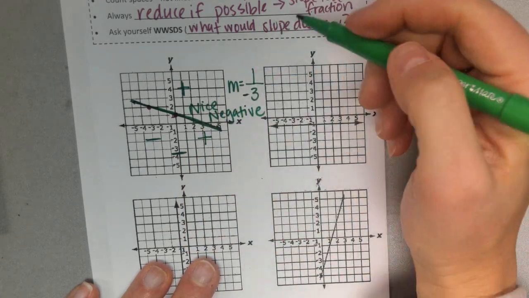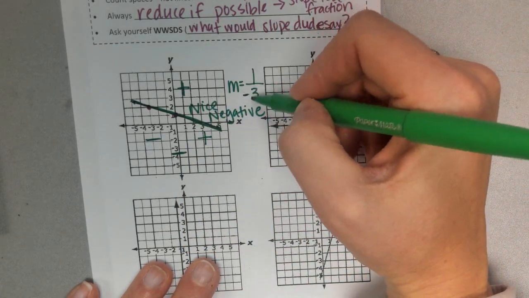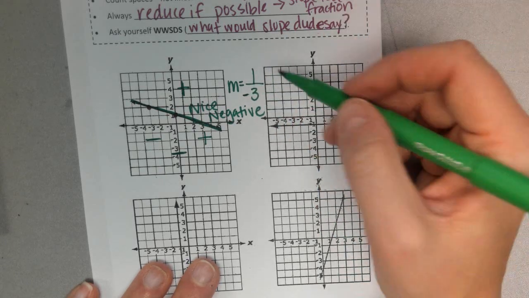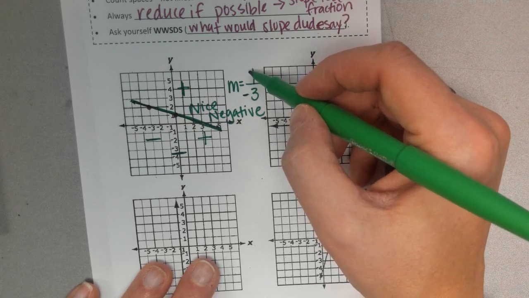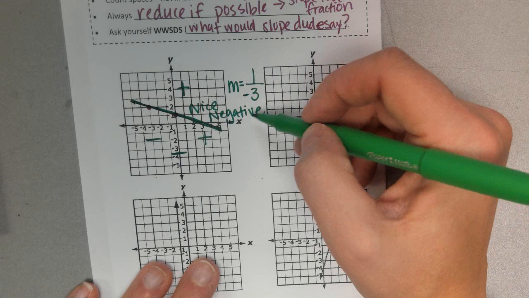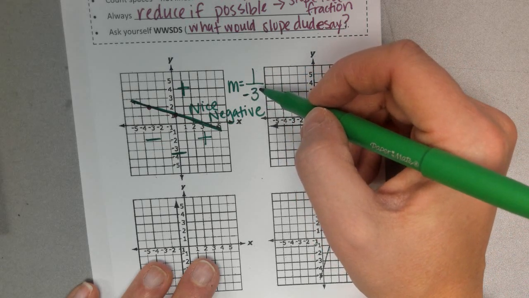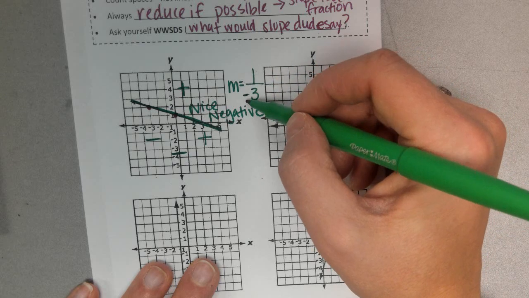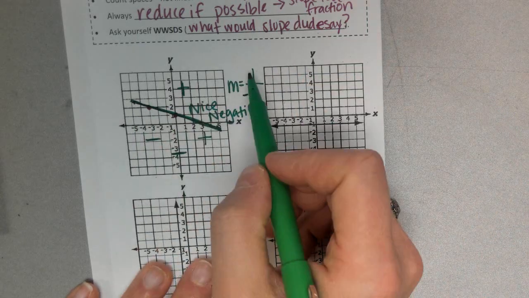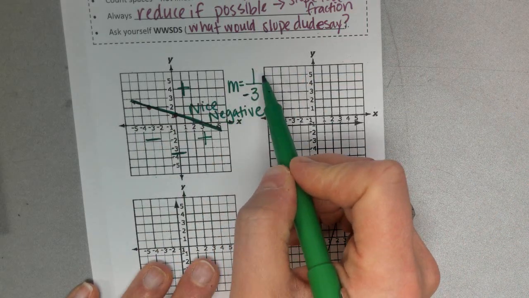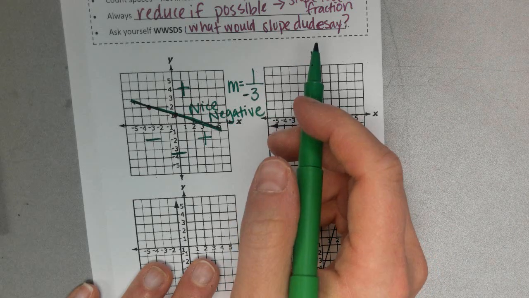Well, is our fraction negative? Yes. This negative sign on the bottom makes the whole fraction negative. If there was a negative sign on the top, then those negatives would cancel out and it would be positive, because a negative divided by a negative is a positive. But there's only one, so it's negative. So yes, it makes sense that our slope would be a negative. Okay?